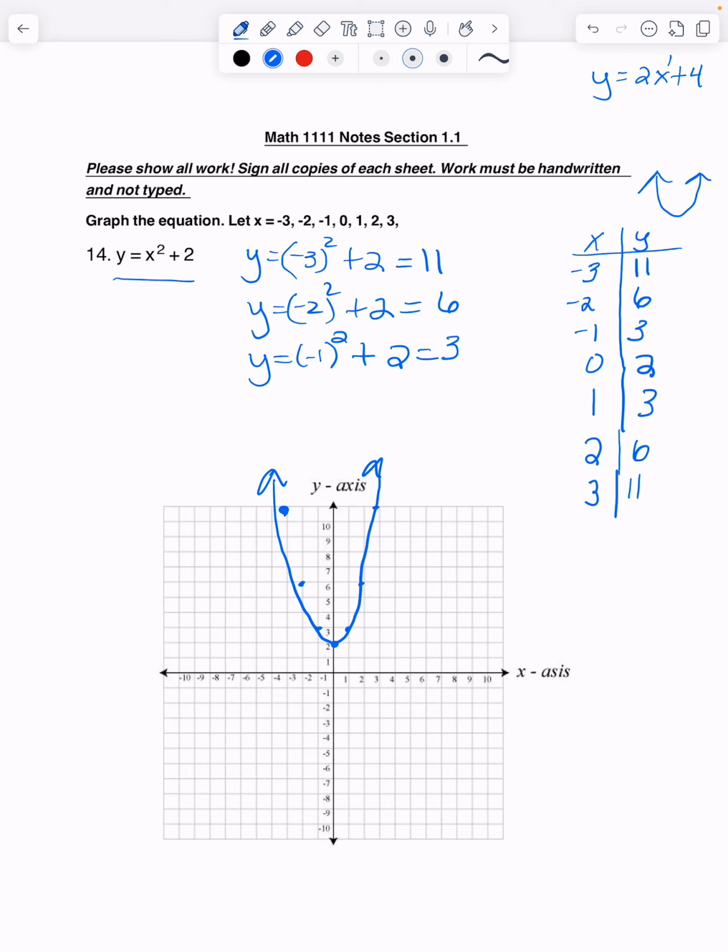It's a parabola. If you'll look in your textbook, there are several examples that you can practice in section 1.1, whether it be a parabola, whether it be a linear equation. I expect you to be able to, when given an equation, be able to plug in some points and graph it.